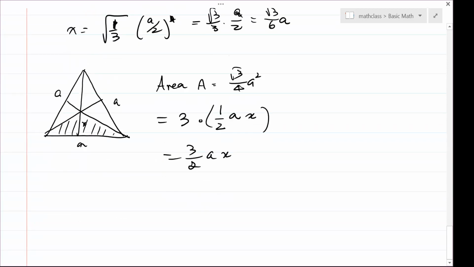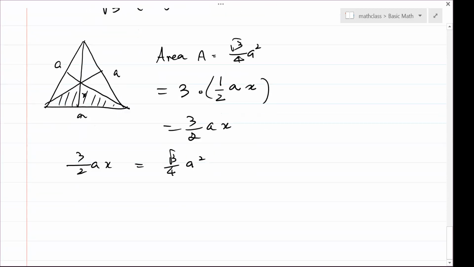Okay, let's solve the equation. 3 over 2 a x equals square root of 3 over 4 a squared. So I cancel a, right? When a is gone, x is going to be 2 over 3 times square root of 3 over 4 times a. Then after simplifying, you get square root of 3 over 6 a. Then you still get the same answer, right?